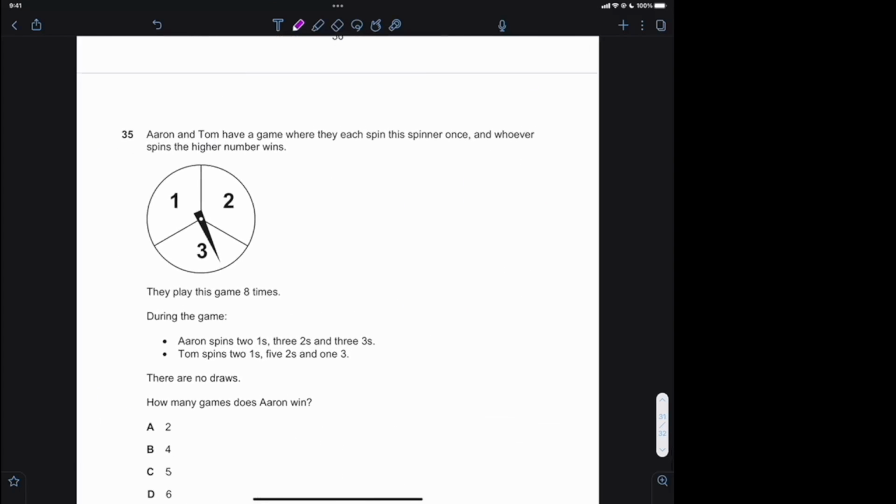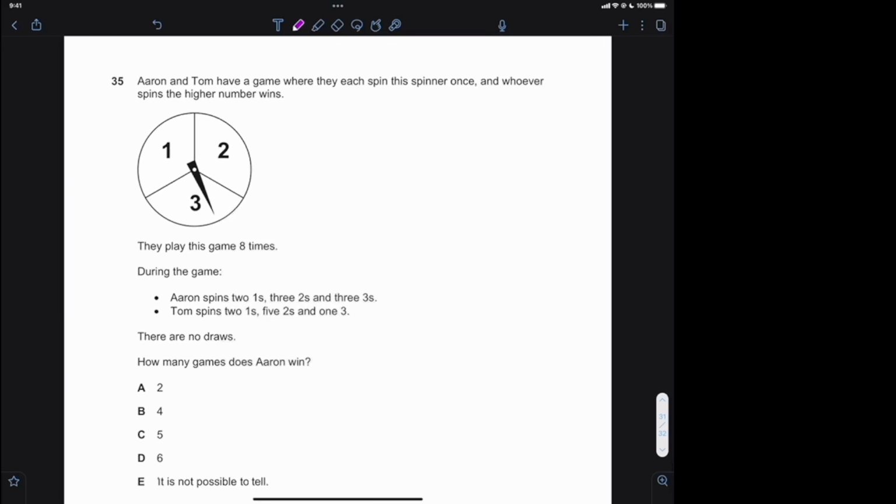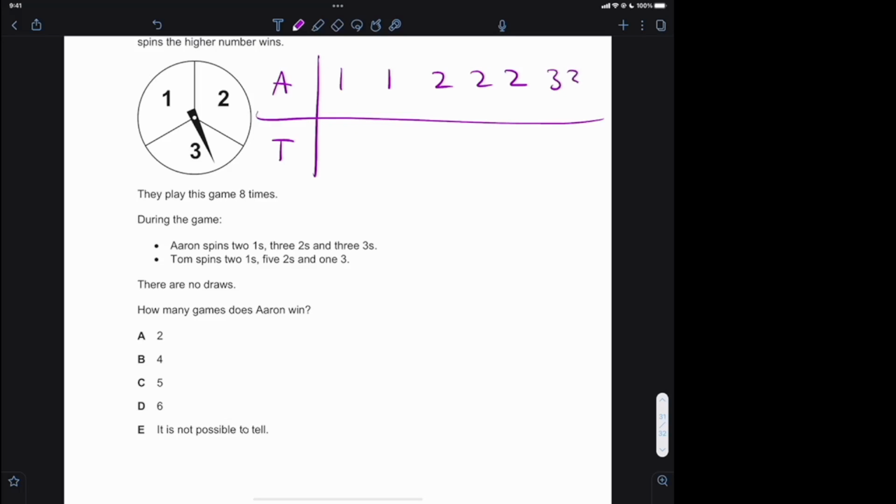All right, let's make sure we get this one nice and easily, and if we can finish off. So Aaron and Tom have a game where they each spin this spinner once, and whoever spins the higher number wins. They play the game 8 times, and during the game, Aaron spins 2 1s, 3 2s, and 3 3s. Tom spins 2 1s, 5 2s, and 1 3. All right, so let's just lay this out. Aaron spins 2 1s, 3 2s, and 3 3s.